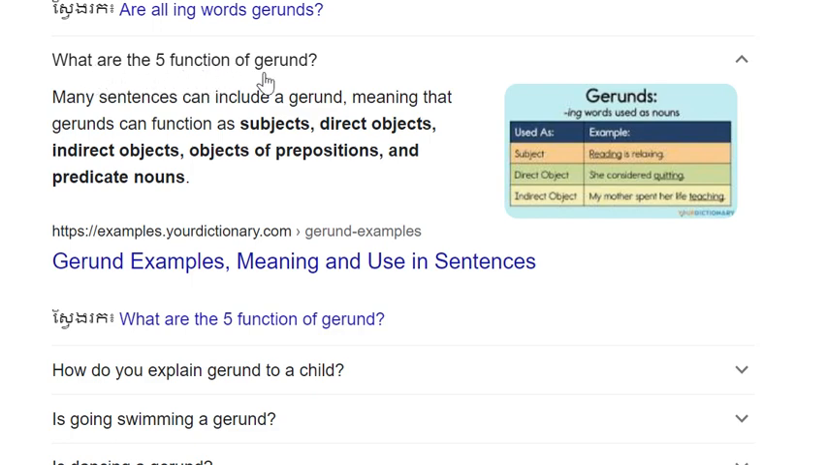What are the five functions of gerund? Many sentences can include a gerund, meaning that a gerund can function as subject, direct objects, indirect objects, object of prepositions, and predicate nouns.